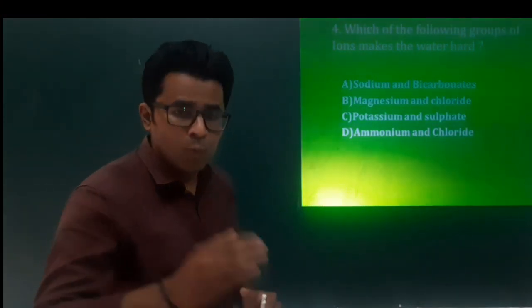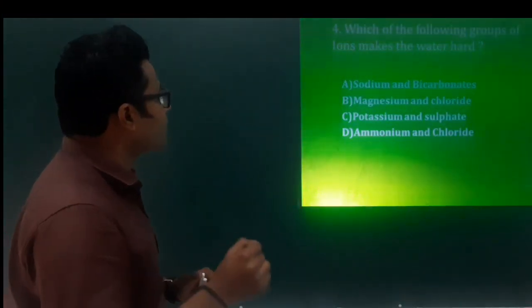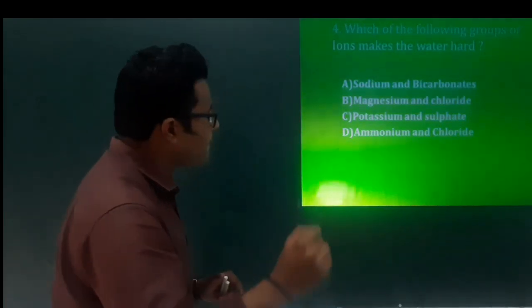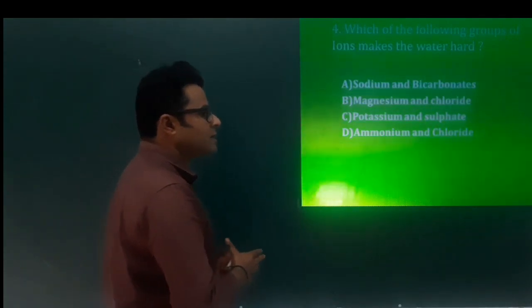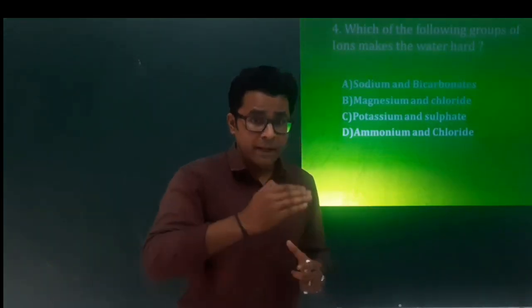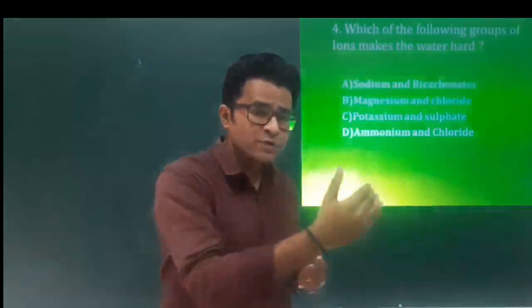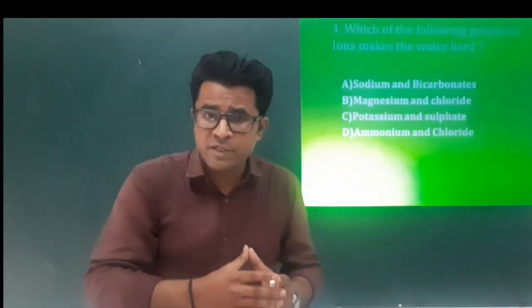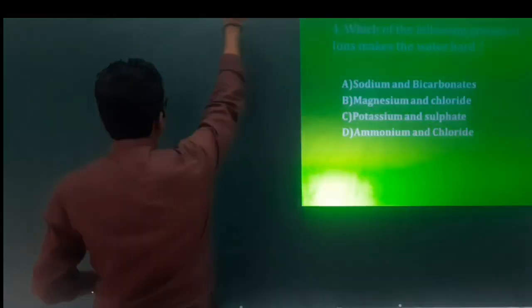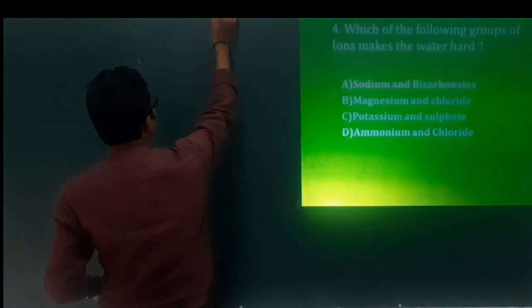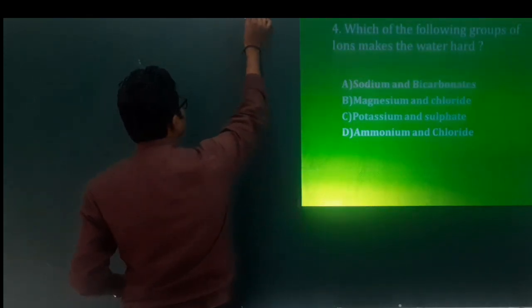So, moving towards the next question, what we have here is: which of the following group of ions makes the water hard? Now, hardness of water is because of the bicarbonates of calcium and magnesium, as well as because of the calcium and magnesium's association with the chlorides and sulfates. So, what we have to remember here is about the calcium and magnesium salts.